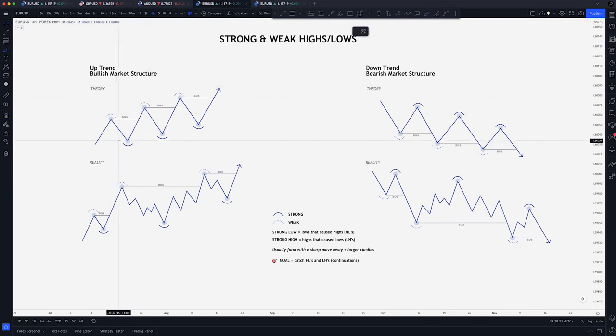Now, in a bullish market, that is where we have a series of strong lows. So the way to think about this is a strong low, this solid blue line, because it went on to form a high. It went on to form that higher high, so it did its job. Now, when price pulls back, this high where the pullback initiated from, if it doesn't take out that strong low, then that means it's a weak high because it's failed to do its job. That high has failed to make a lower low.